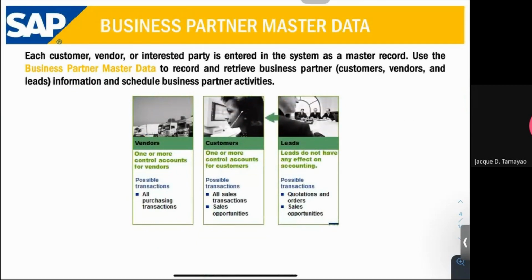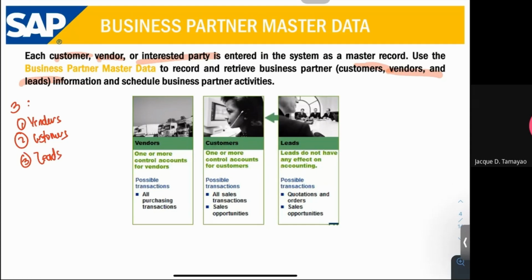So what is your business partner master data? Each customer, vendor, or interested party is entered in the system as a master record. Use the business partner master data to record and retrieve business partner, customer, vendor, and lead information and schedule business partner activities. Therefore, there are three important business partner items under your business partner master data. These are first vendors, next we have your customers, and then we have your leads.